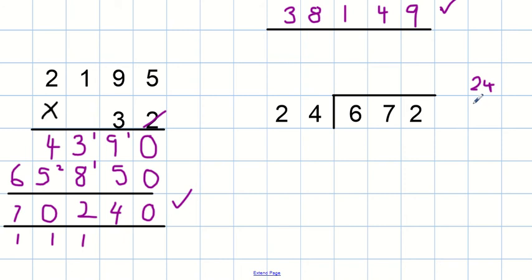So 24, 48, 72, 96. I'm going to pause there for a moment. So I'm thinking, how many times does 24 go into 67? Well, the closest I can get is 2 times, which took me to 48.